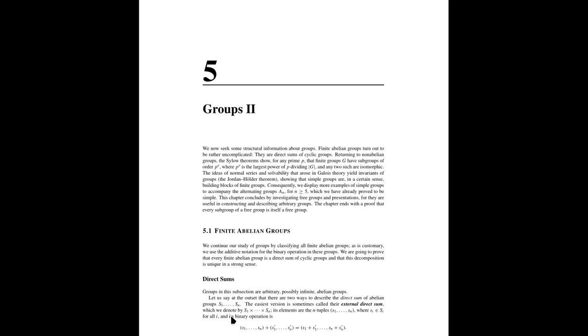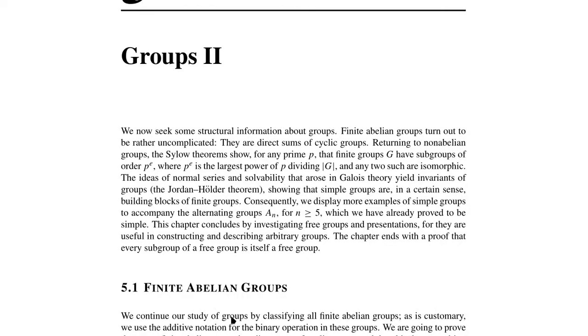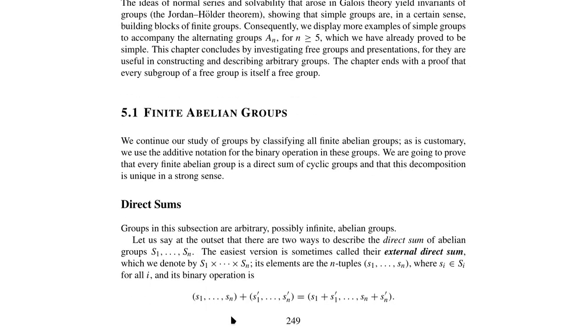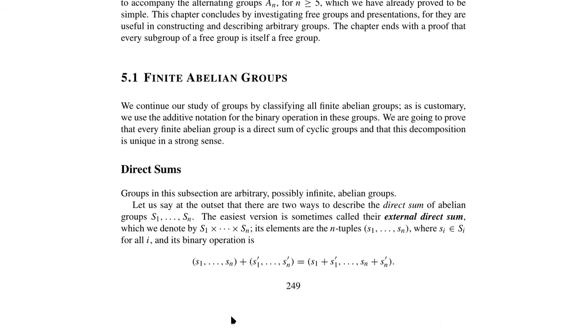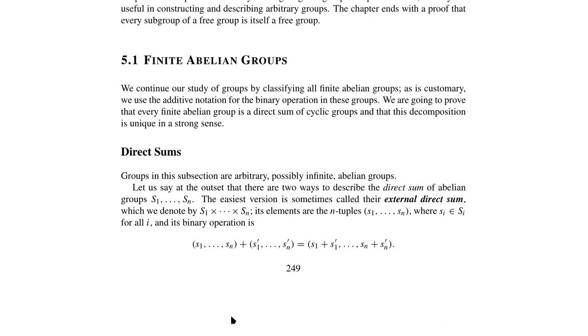Okay, so this is Rotman's Advanced Modern Algebra, Chapter 5. So we'll start from direct sums. We'll be skipping a lot of proofs, because either they're easy to read through or easy to work through yourself, because there are a lot of them. So, direct sum.